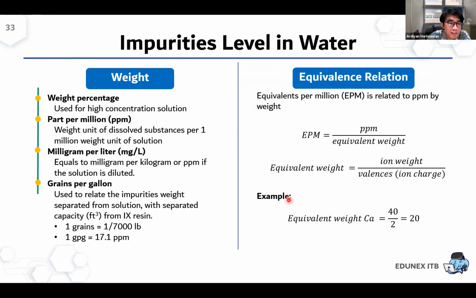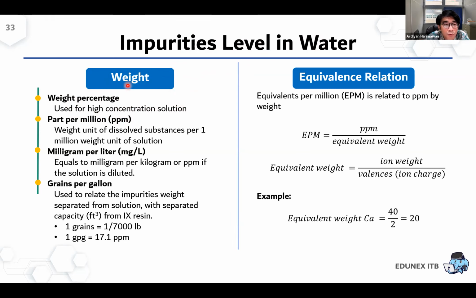Okay, if you have no question, then we will go to how to quantify, how to mention or how to state the level of impurities in water. What will be the unit that is normally used to state the impurities level in the water? So one is percent of weight. Yeah, this is, I think, the one that you are already familiar with. This is the mass of the impurities divided by the mass of the water.